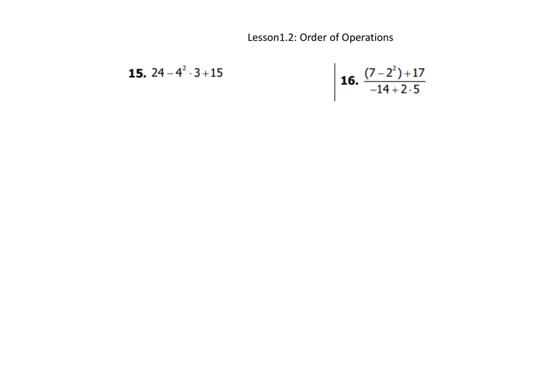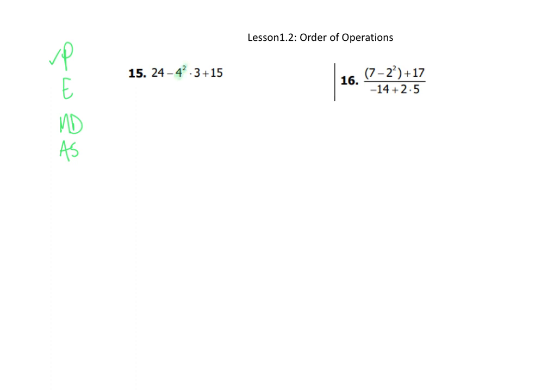Okay, moving on with number 15. I'm still working through my PEMDAS, order of operations. I'm going to look through number 15. It reads 24 minus 4 squared times 3 plus 15. I'm looking to see if I have any parentheses. I do not, but I checked for it, so I'm going to cross that off my list. Next, I'm checking to see if I have any exponents, and I do, attached to this 4 right here where it's highlighted.